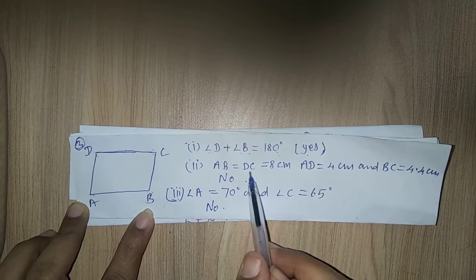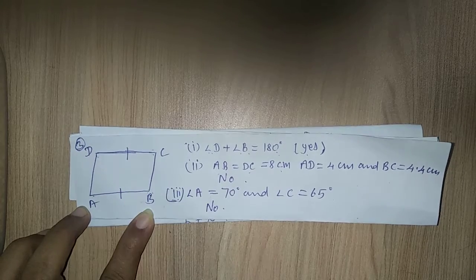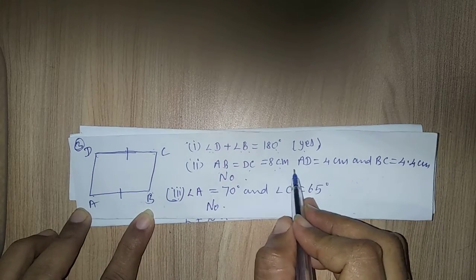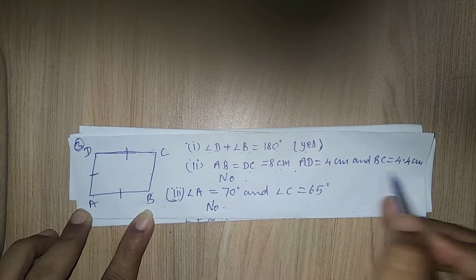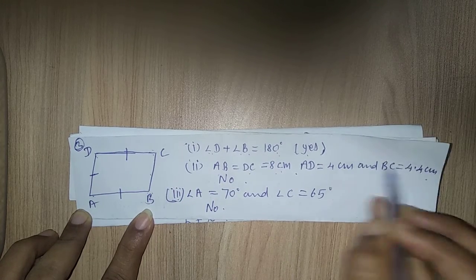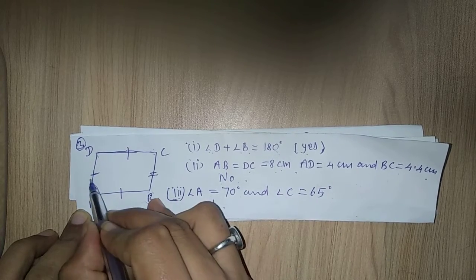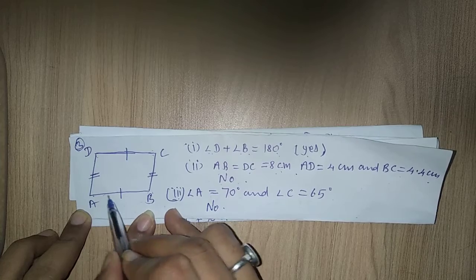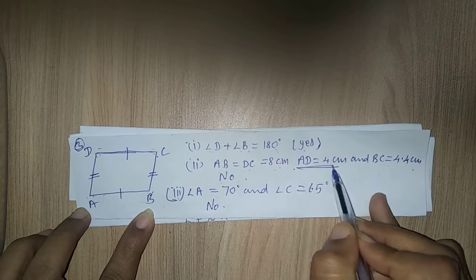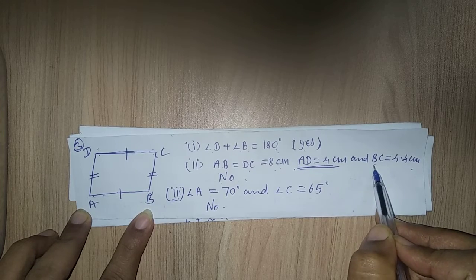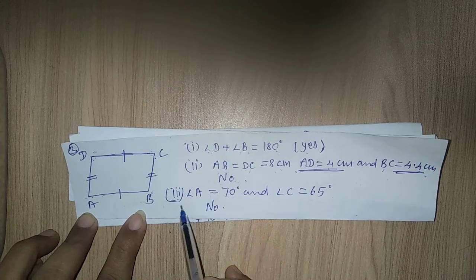Second part, AB is equal to DC is equal to 8 centimeter. Now AD is equal to 4 centimeter but BC is equal to 4.4 centimeter. So answer is no, because in a parallelogram opposite sides are equal. So here AB is equal to DC but AD is not equal to BC. Value of AD is 4 and BC is 4.4 centimeters. So answer is no.